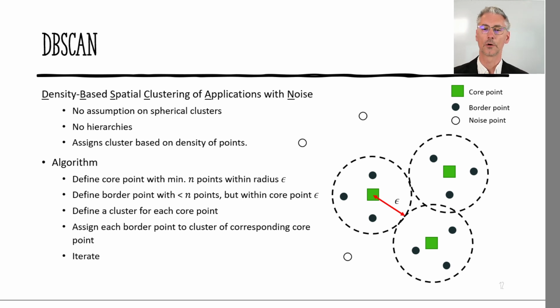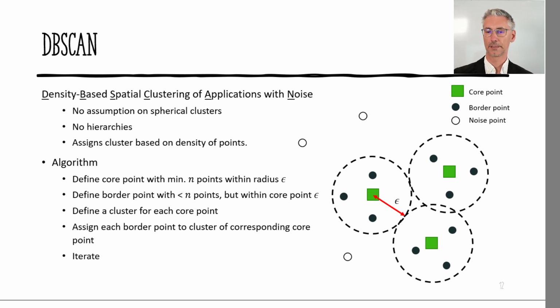How does this algorithm work on a very high level? So we define core points with a minimum number of points within a given radius epsilon. So the core points here are the green squares. And we say we want to have n points within the proximity. The border points that we also need to define are those with fewer than n points but within the radius of a core point. So the core idea is we have the core point with a number of points there and a radius, and within this radius we have the border points as well.